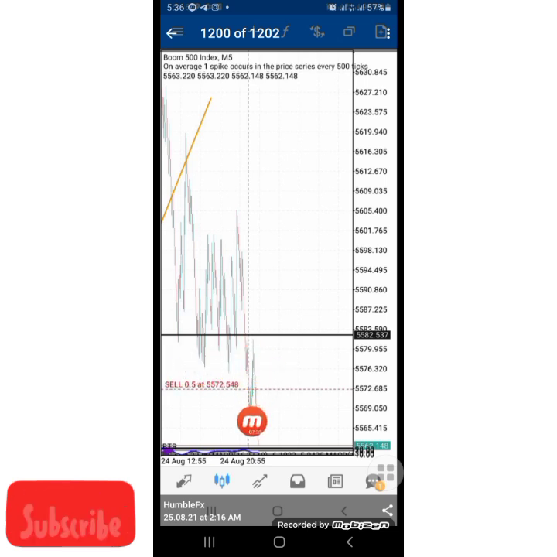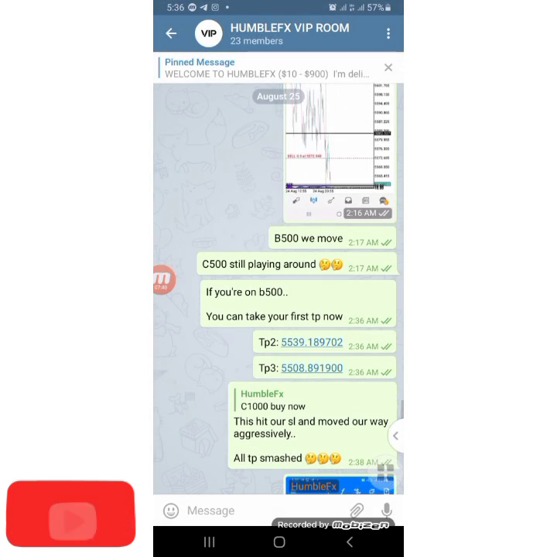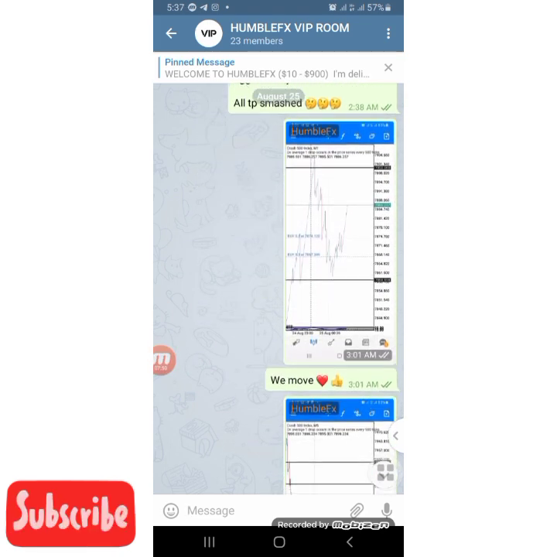We took our trade here. Here is our stop loss, and we ride it on. See, our TP2 is already hit, but we are still holding for TP3 to hit in this place, right? So this is how we do it.